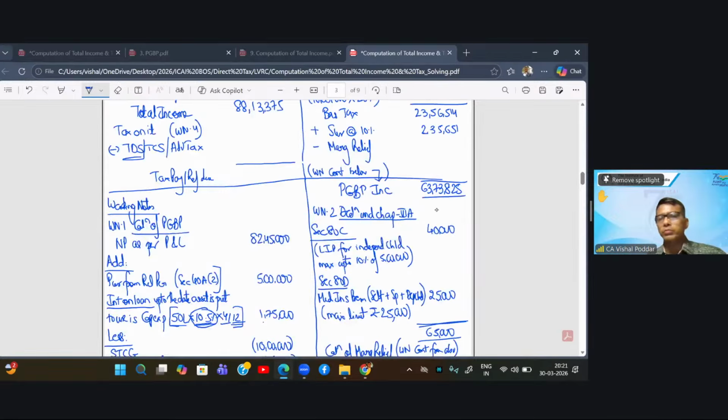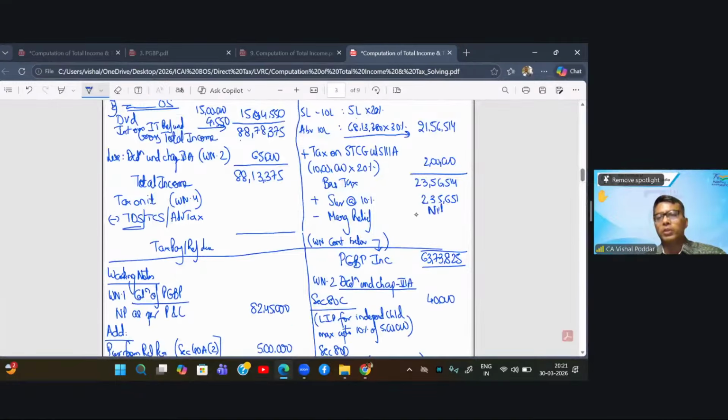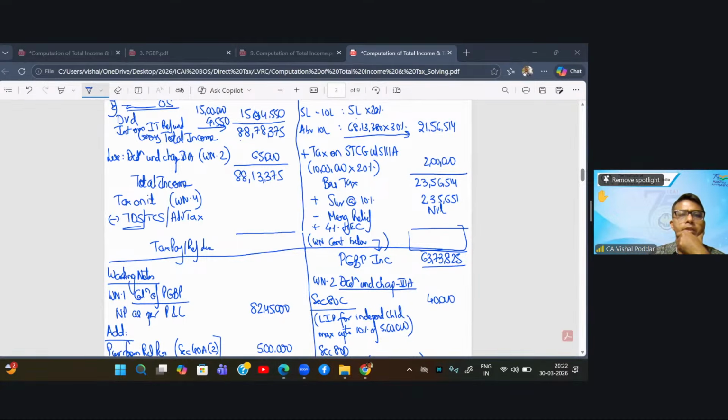So marginal relief is nil. You add your 4% health and education cess, so you will get your final tax liability. How much is it, students? This plus this minus relief, which is nil, plus 4%.